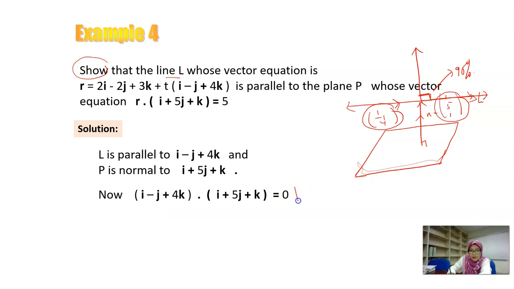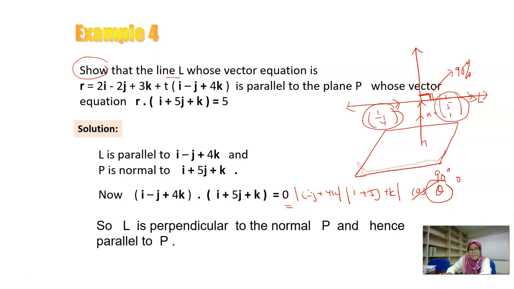the dot product: modulus of i minus j plus 4k multiplied with modulus of i plus 5j plus k times cos theta. So what is your theta in this case? In this case it is 90 degrees. Cos 90 degrees is 0. So 0 multiplied with this modulus will be 0, so that's why you have 0 here. So we can say that L is perpendicular to the normal of P, and hence it is parallel to P.